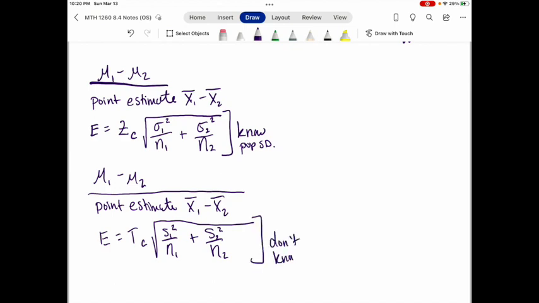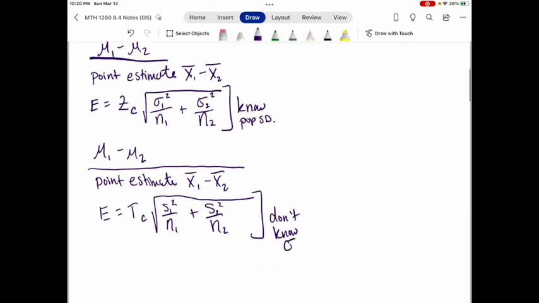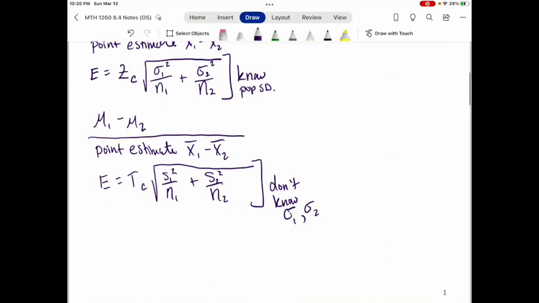So this is if we don't know our population standard deviation for the two populations. Now in this case, when I find t critical for this, because we have two sample sizes, there's a very complicated procedure, a very complicated formula that we plug all the information into to find the degrees of freedom. So to find our t critical, we need the degrees of freedom.